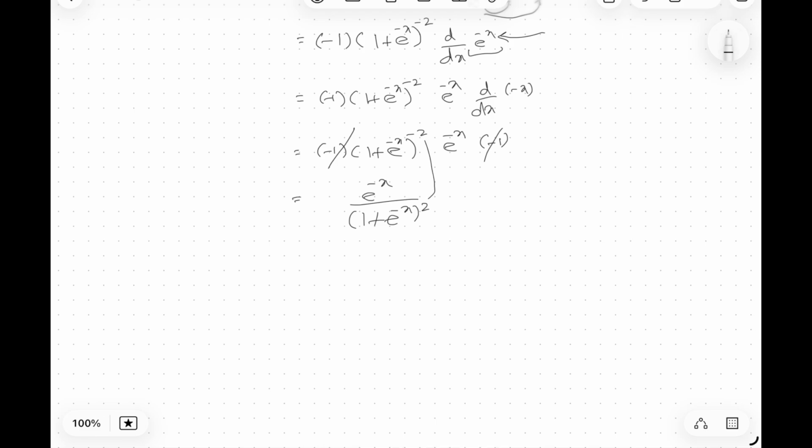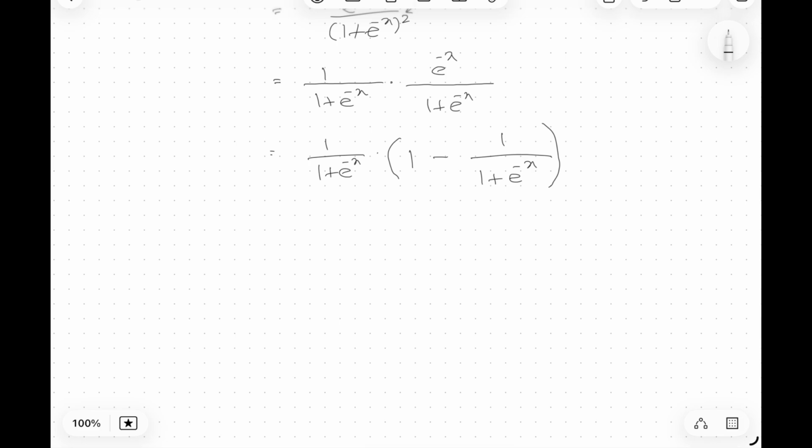This power will become positive. To arrange like this: 1 upon (1 plus e to the power minus x) multiplied by e to the power minus x upon (1 plus e to the power minus x), and this is equal to 1 upon (1 plus e to the power minus x), and one more arrangement we can do: 1 minus 1 upon (1 plus e to the power minus x). Still the equation is the same.